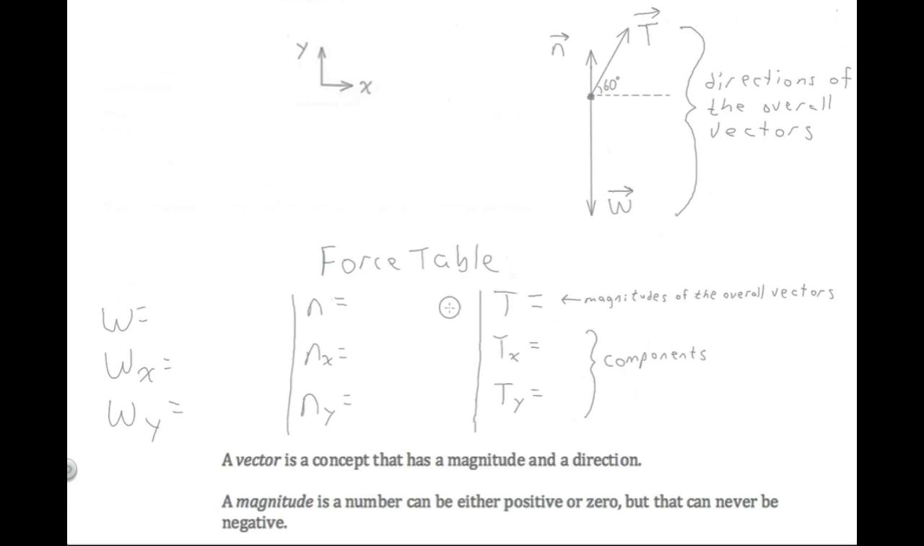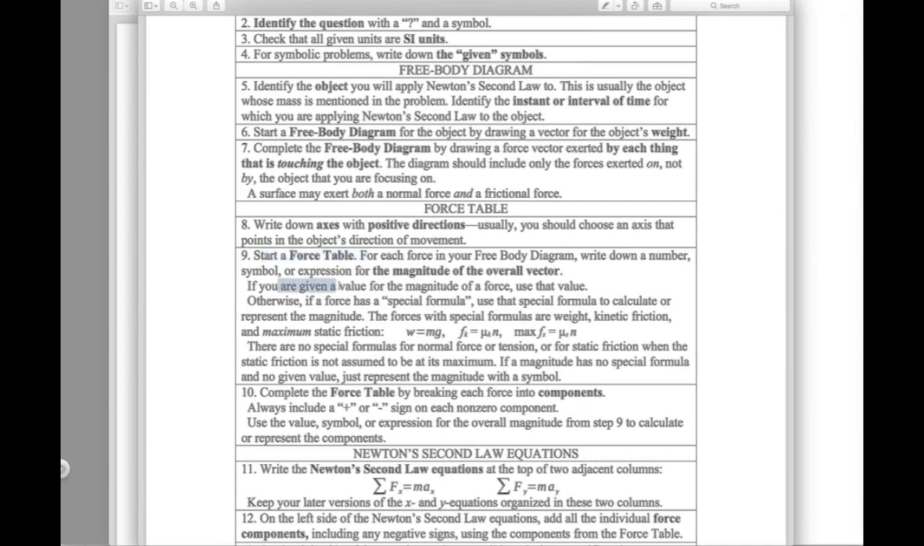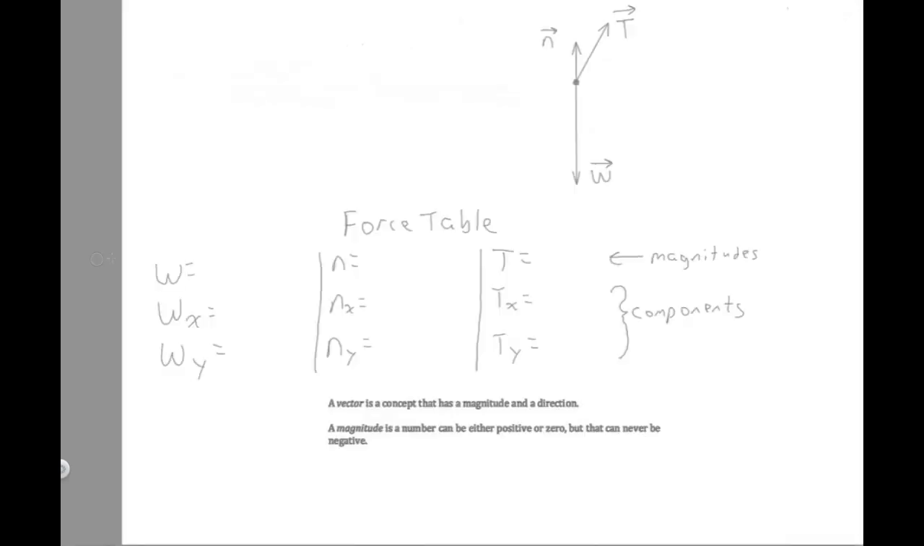This first row of the force table again focuses on the magnitudes of the overall vectors. So remember, a magnitude is a number that can be positive or zero, but that cannot be negative. So let's get started filling out the force table. Our first job is to determine how we're going to represent the magnitude of the overall weight force. Well, were we given a value for the magnitude of the weight force? No, we were not given a value for the magnitude of the weight force.